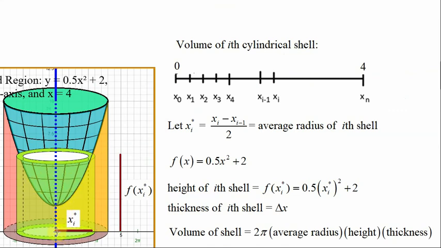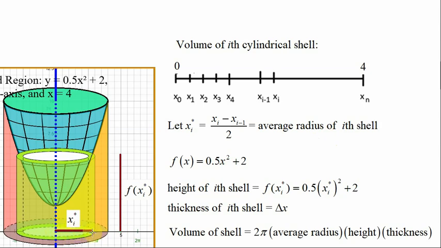And now let's find the volume of this ith shell. Once again, the distance from here to here is x sub i minus 1. The distance from here to here is x sub i. And so if we add x sub i and x sub i minus 1 and divide by 2, then we get the value right in the middle. Let's call it x sub i star. So x sub i star is the average radius of the ith shell. So x sub i star would be from here to here.